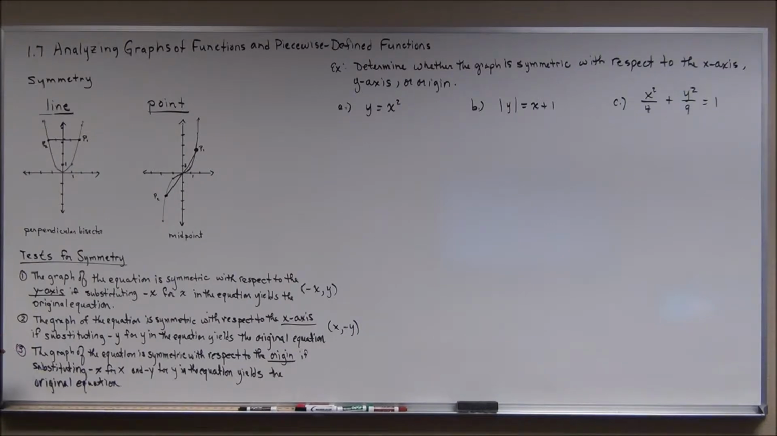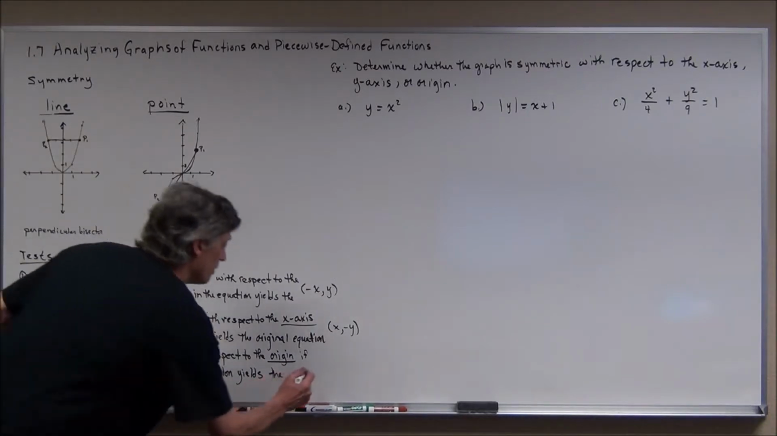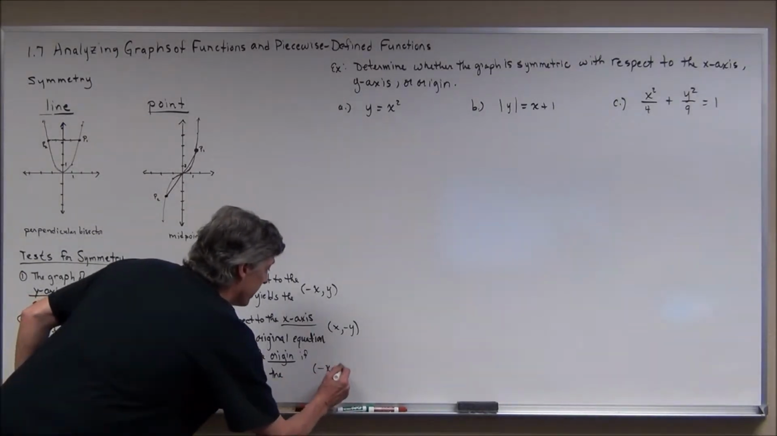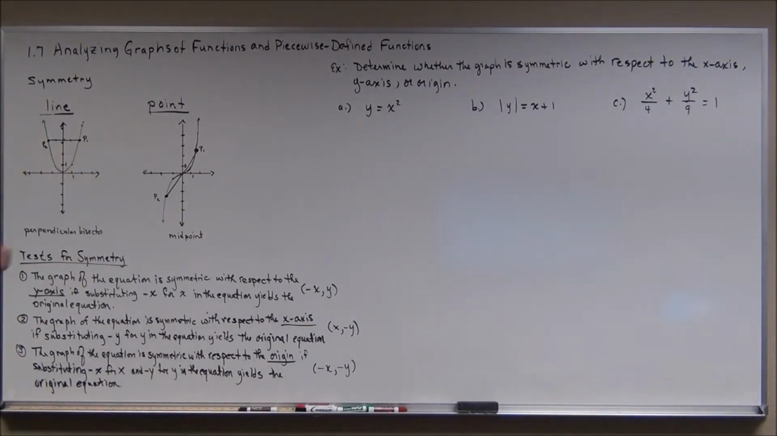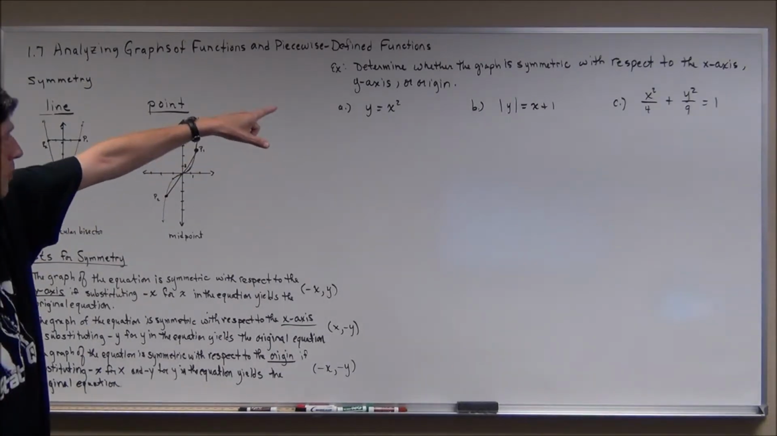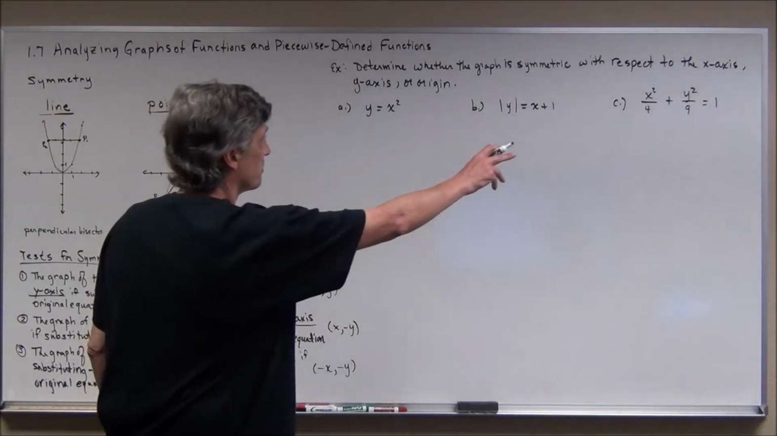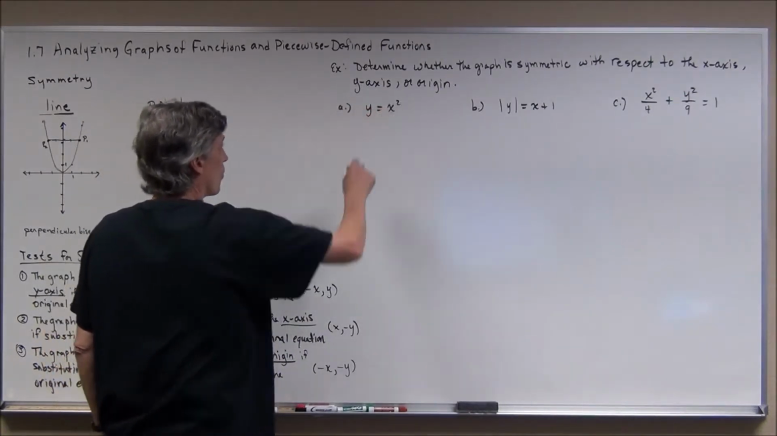The graph of an equation is symmetric to the origin, like my picture up here is supposed to represent, if substituting the opposite of x in for x and the opposite of y in for y into the equation gives you back the original equation. Well, in this case, you would plug in the opposite of x and the opposite of y in for x and y respectively. So we're going to do that with 3 examples here. I'm going to test for symmetry for all 3 themes for these 3 examples. Determine whether the graph is symmetric with respect to the x-axis, the y-axis, or the origin.